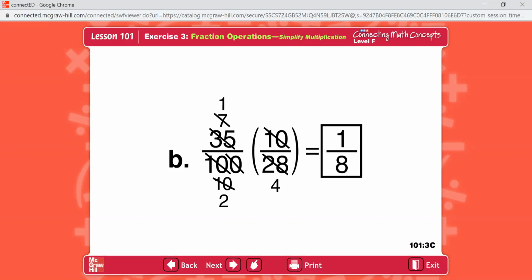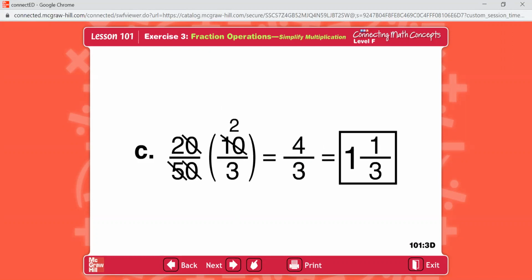Problem C, 20 50ths times 10 thirds. Copy and work the problem. Pause your video now to do so. When you're ready, resume. Here is what you should have. You crossed out zeros in 20 50ths. Then you simplified 10 fifths. 10 fifths simplifies to 2. So the answer is 4 thirds, which is 1 1/3.